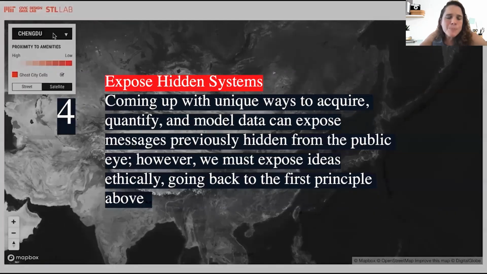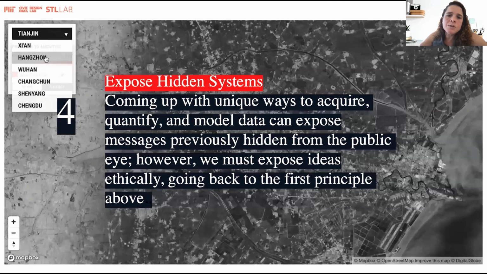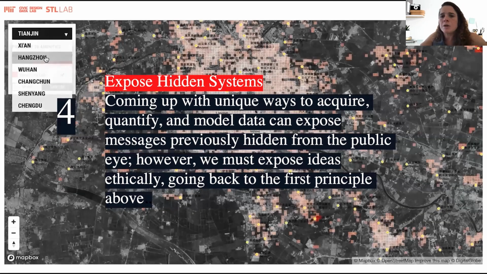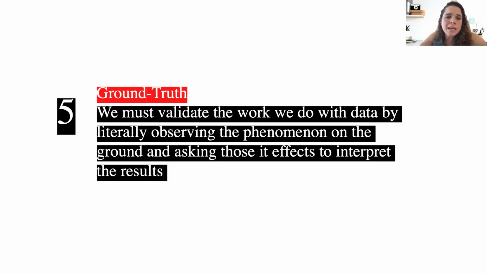We should expose hidden systems like we saw here in the Go Cities project, but also in the $1 Million Prox project I showed you. We should ground truth our data. Validating the work is super important, and I think a great example of that was the ground truthing work that we did in the Go Cities project. And we should share it.